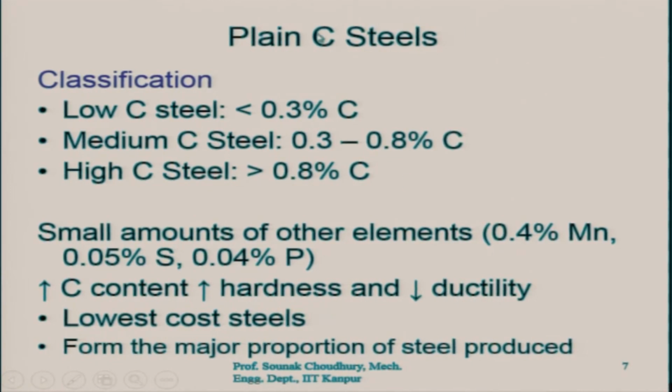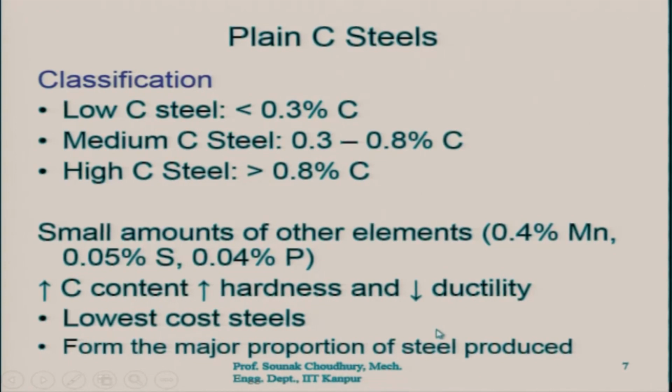The lowest cost steels are the plain carbon steels. Amongst all the other steels, plain carbon steels are of the lowest cost and form the major proportion of the steel produced, because they are cheaper and easier to form and manufacture. Therefore, plain carbon steels form the major proportion of the steel produced in the metallurgy industry.